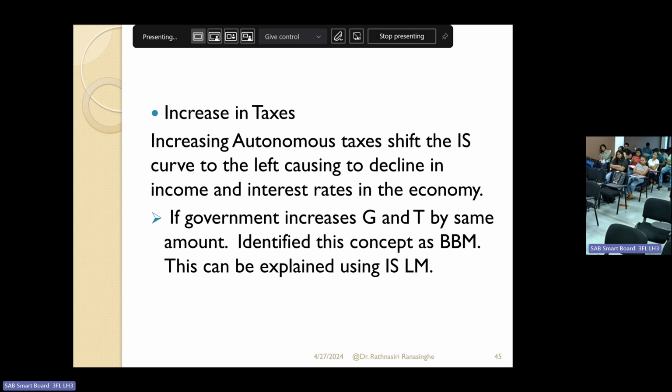I think lastly we stopped here. So, increasing taxes. What happens if there is a tax rise? The normal case is raising taxes, which means a contractionary fiscal policy action. Raising the tax will affect the IS curve.